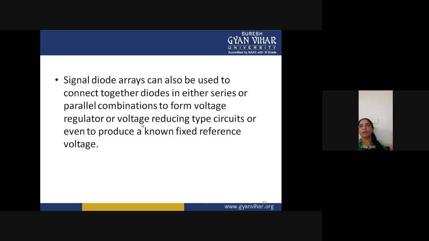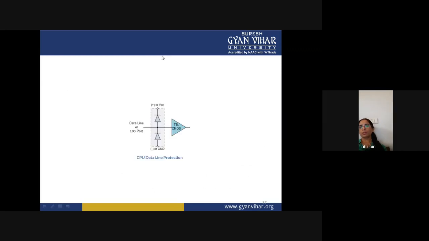Signal diode arrays can also be connected together in either series or parallel combination to form voltage regulator or voltage reducing type circuits, or even to produce a known fixed reference voltage. So this is your CPU data line protection. Okay, so data line or input output port, TTL, CMOS.